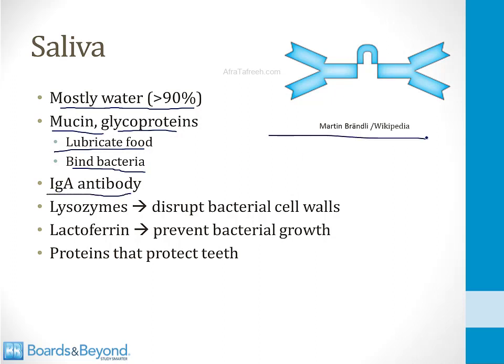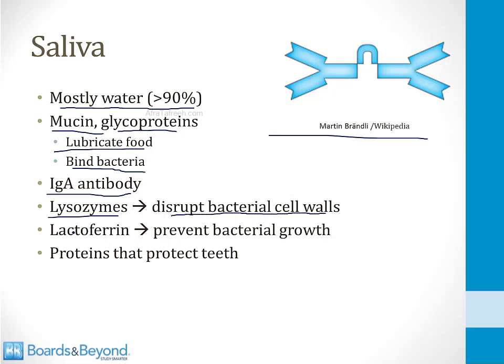This is a picture of the structure of IgA antibodies on the screen here. I talk about these antibodies in more detail in the immunology modules, but they bind to bacteria and prevent them from entering the mucosa. Also found in saliva are proteins called lysozymes, which disrupt bacterial cell walls.